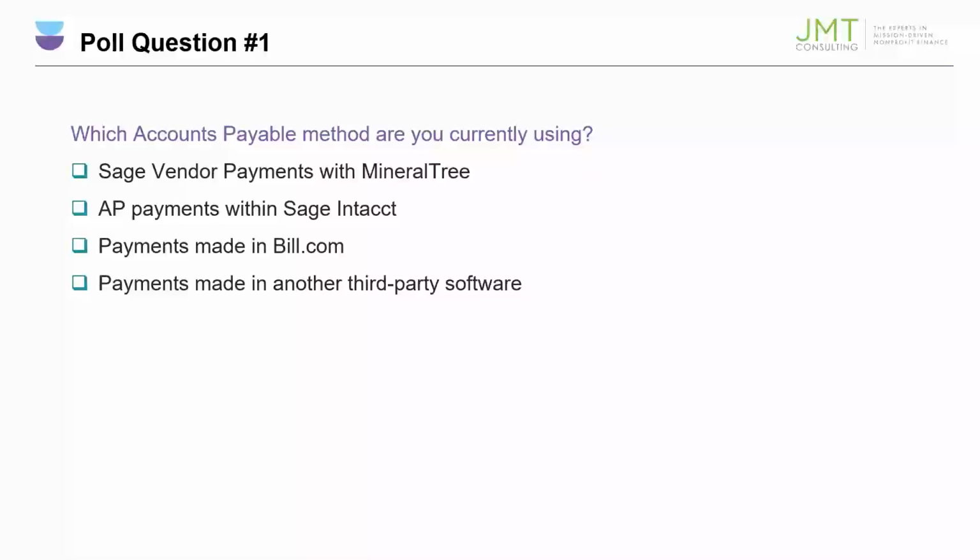And all Intacct is doing is giving you another choice with payments for vendors. Oh, very cool. So Sage is still the main one. Excellent. Very good. Thank you all very much for participating. All right, let's go on.